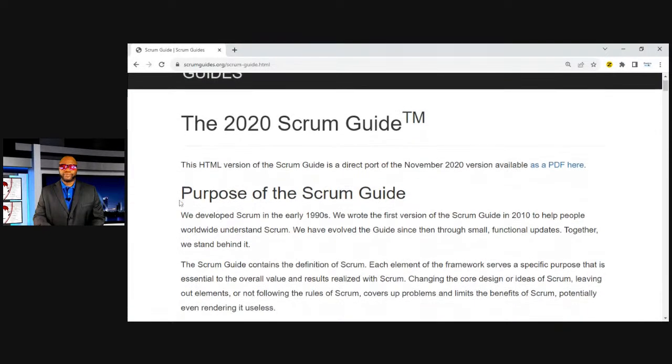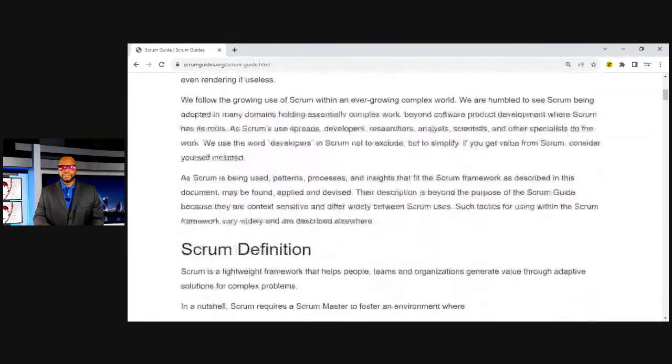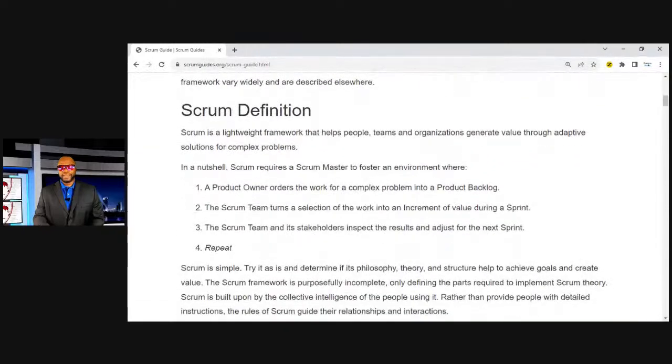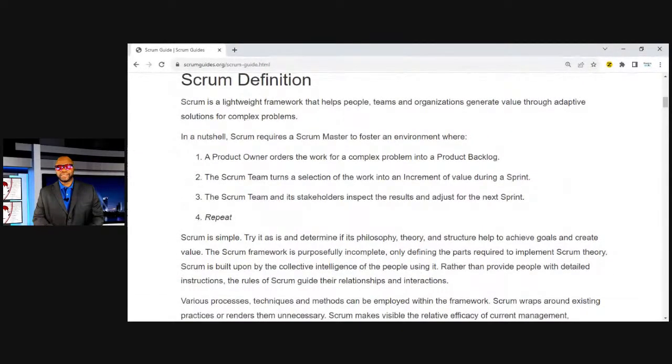Let's go through a few definitions in the Scrum Guide. The first one that I hit was: Scrum is a lightweight framework that helps people, teams, and organizations generate value through adaptive solutions to complex problems. In a nutshell, Scrum requires a Scrum Master. And what I said was the Scrum Master is the first role mentioned in this entire document.